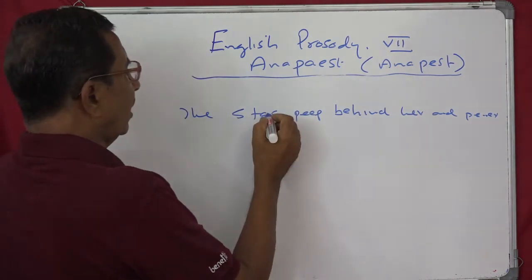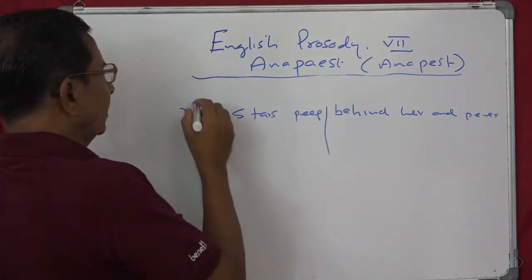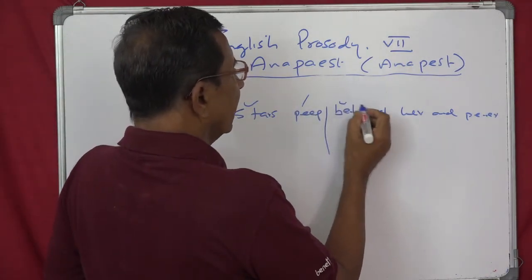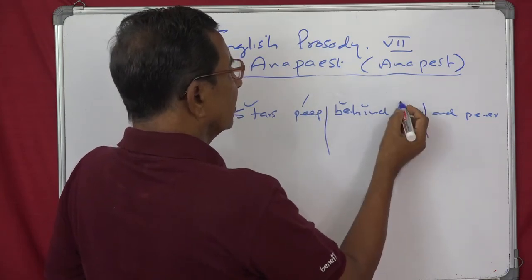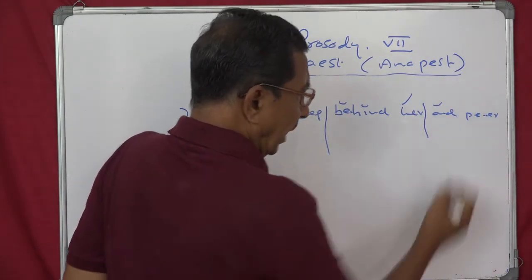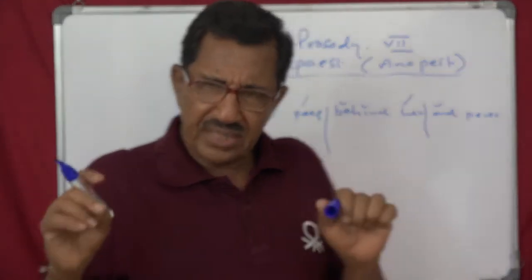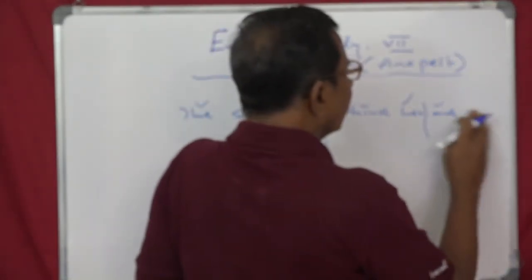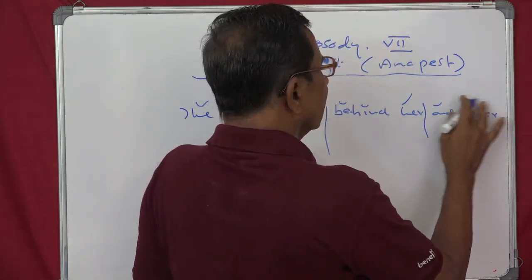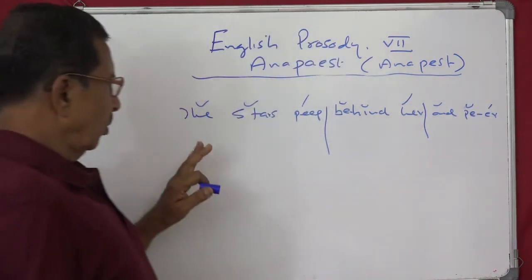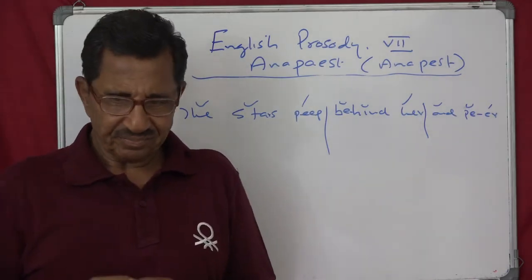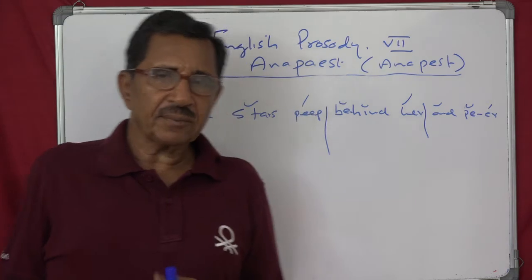So the stars peep. The stars peep behind. Two syllables. Behind her. That is the third one. And peep. And peer. No? P-E-E-R. So, and peer. Sorry. And peer. So that is 1, 2, 3. Trimeter. Understand? So I think it's enough examples for you.